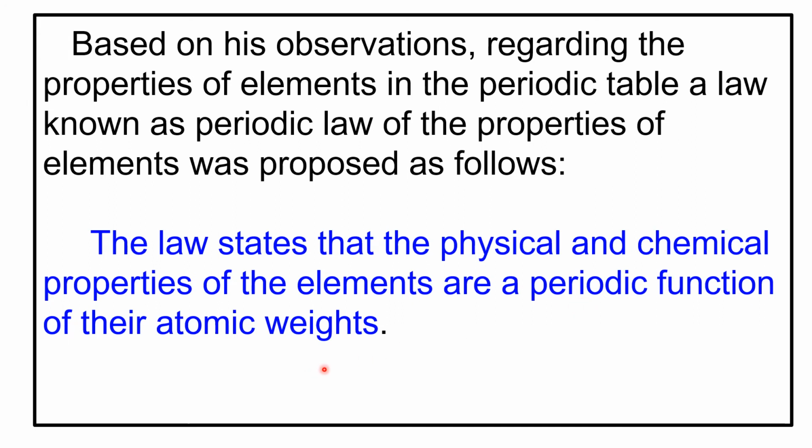What the law states is that, according to Mendeleev's periodic law, the physical and chemical properties of the arranged elements are based on a periodic function, meaning a function which repeats, and that function is their atomic weight. So based on the atomic weight, the chemical properties of the elements change periodically. So the law states that the physical and chemical properties of the elements are a periodic function of their atomic weights.